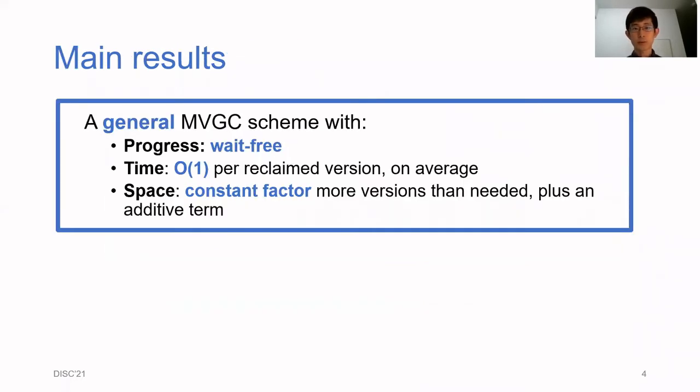Our main result is a solution to this problem that provides strong theoretical bounds. In terms of time complexity, our MVGC technique is wait-free and uses only constant time on average to reclaim a version. And in terms of space complexity, it maintains roughly a constant factor more versions than needed. So we essentially get near optimal time complexity with near optimal space usage. Our solution is also very general, and it can be applied to a wide range of multiversioning schemes.